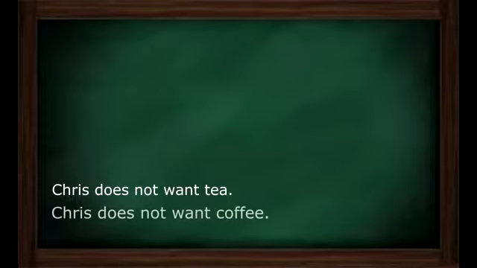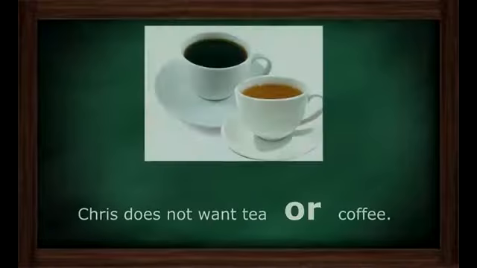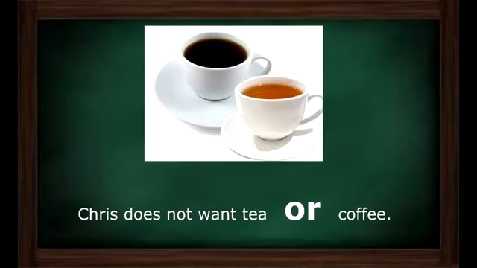The following are some examples of the coordinating conjunctions. Chris does not want tea. Chris does not want coffee. Chris does not want tea or coffee. Here, we see how "or" was used to combine the two words and make a cohesive sentence using them. Also, notice how the "or" is between the two words.